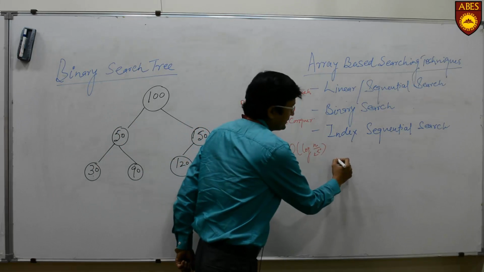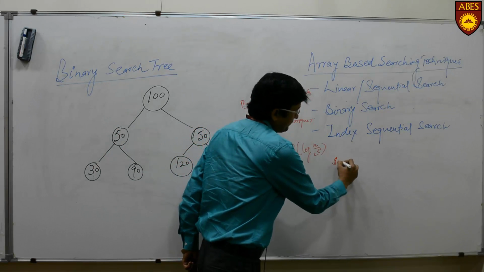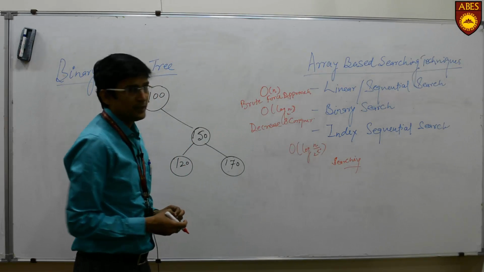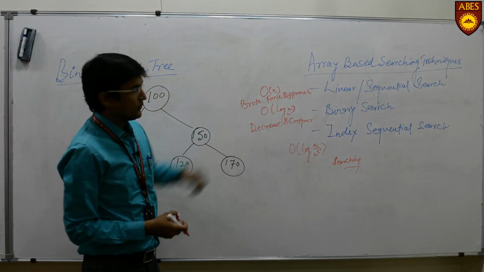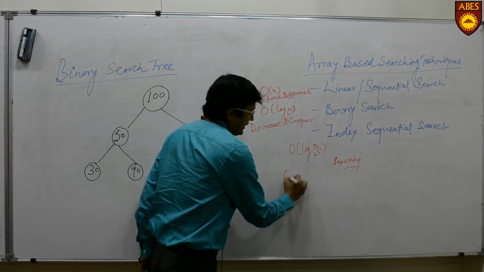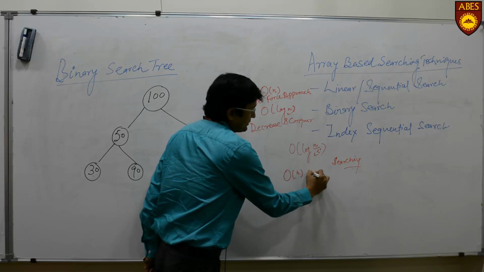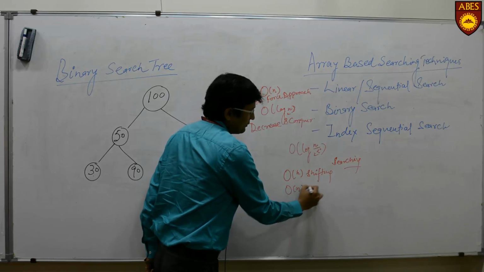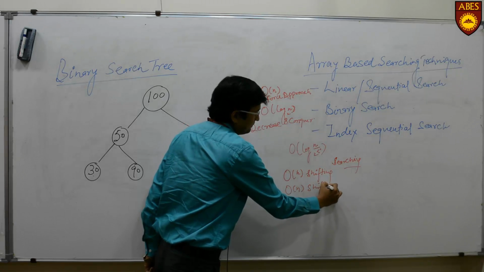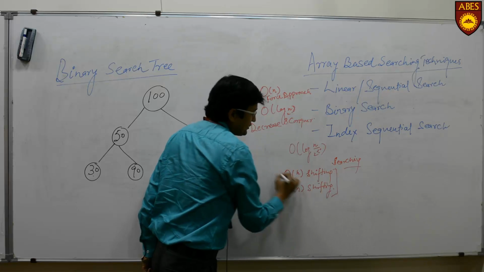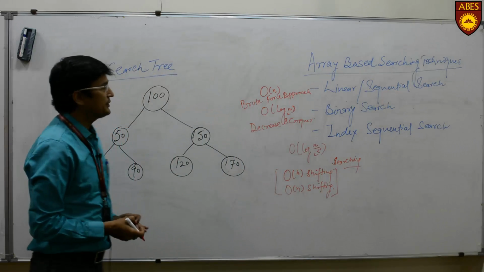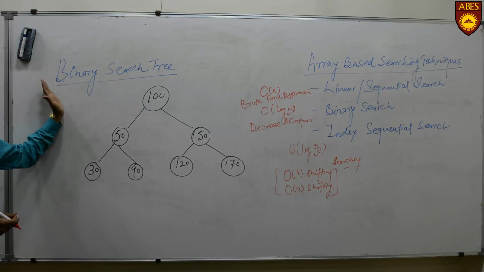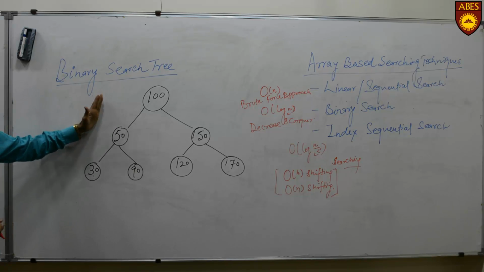But if, along with the searching, insertion and deletion operations are also carried out frequently, then these algorithms do fail. Fail means they require order of n shifting operations. For insertion they require order of n shifting, and for deletion also they require order of n shifting. So based on this demerit of the array-based searching techniques, we can consider the binary search tree. We can consider that our data elements are stored in the form of the binary search tree.